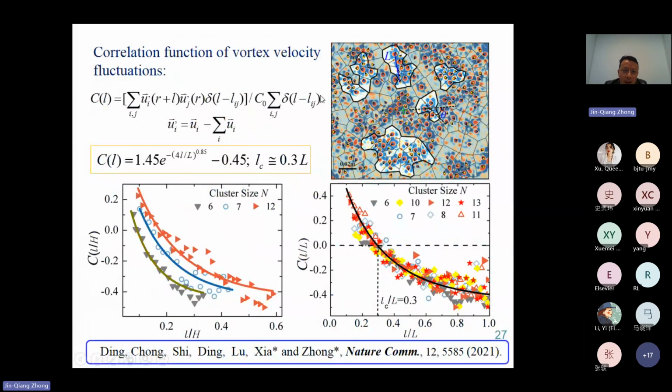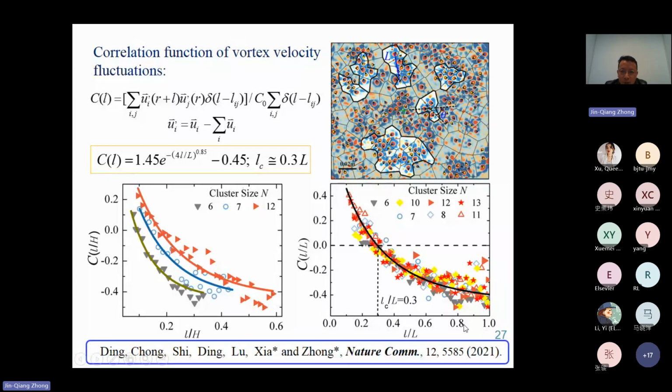In our vortex system, we calculate the correlation function of vortex velocity fluctuation. When two vortices inside a cluster are close to each other, their velocities are similar, so their correlation function is a large positive number. We found the correlation function decreases when the vortex distance increases. When it crosses 0, the vortex separation LC is defined as the correlation length. We found the correlation length of vortex motion increases when the cluster size increases.